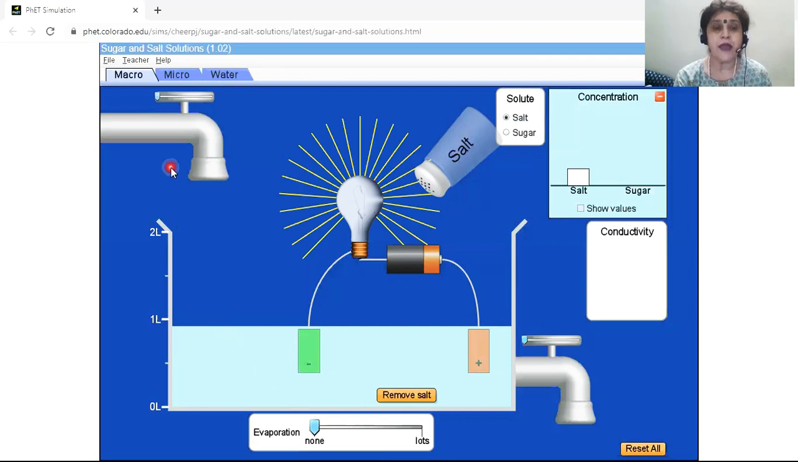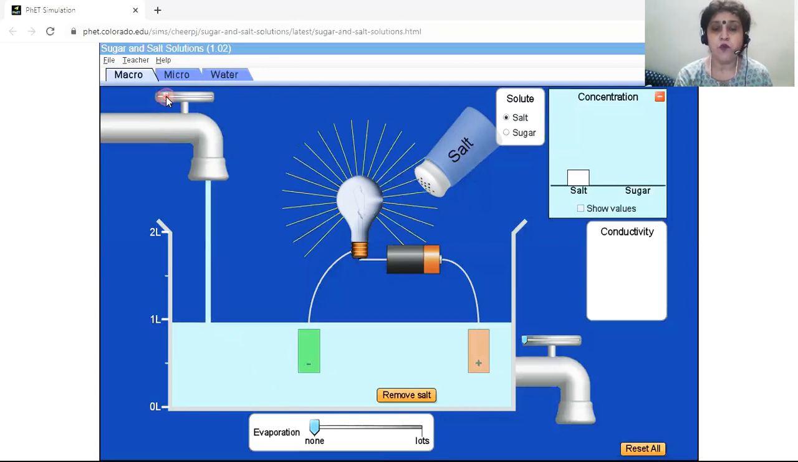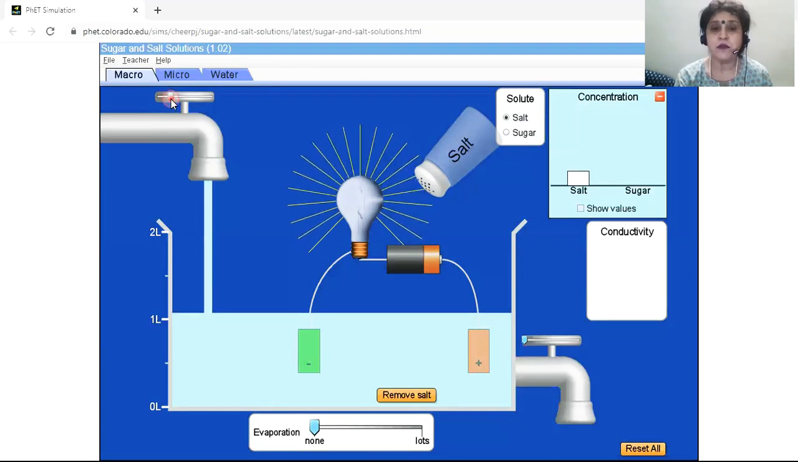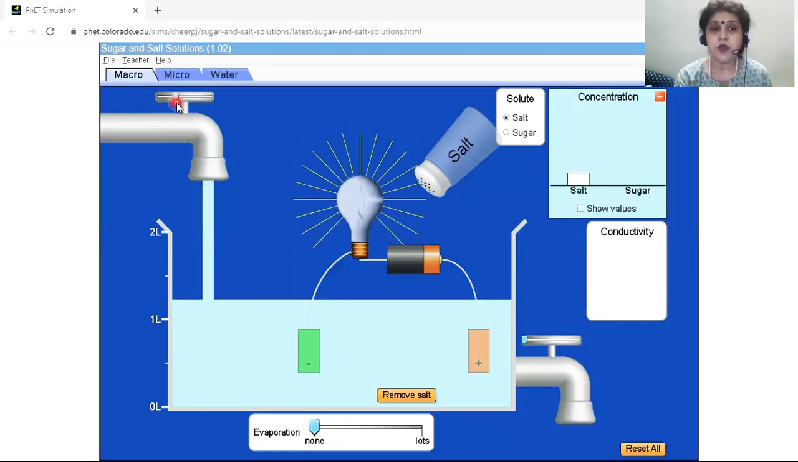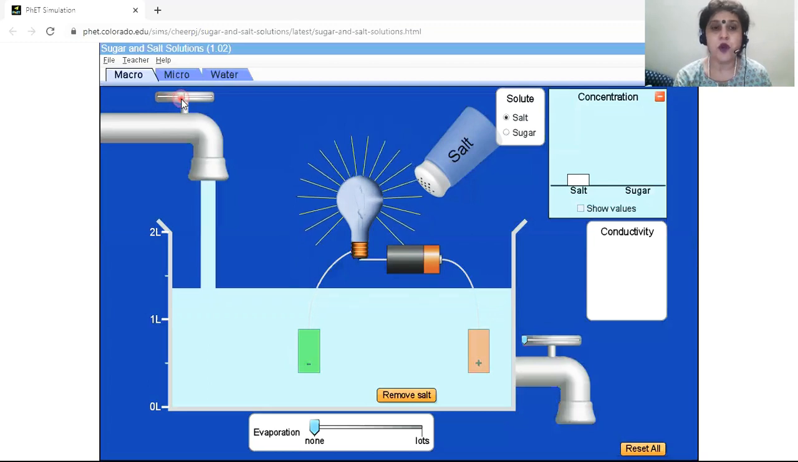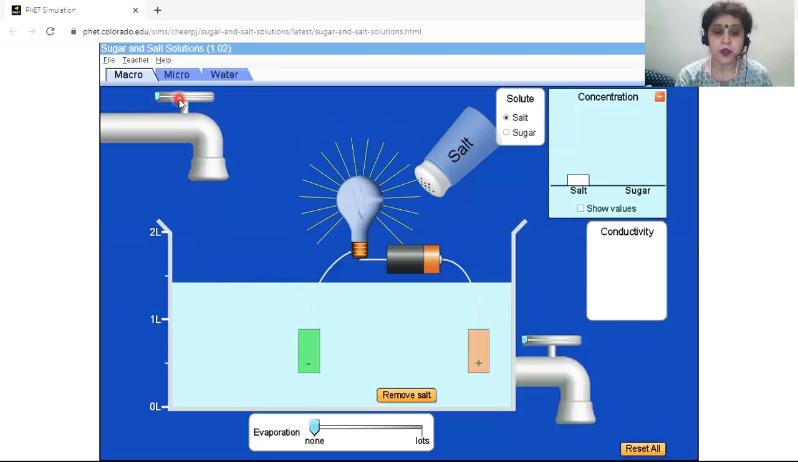Now if we add some water from this inlet source, what happens? The light of the bulb starts fainting. Why? Because the solution becomes dilute and the concentration of salt decreases, and as the concentration of salt decreases, the bulb glows with a lesser intensity.